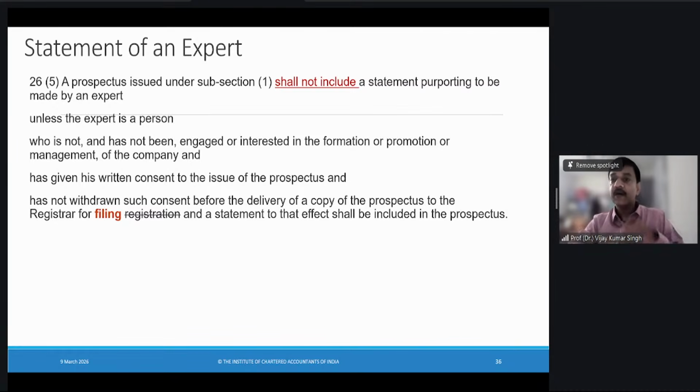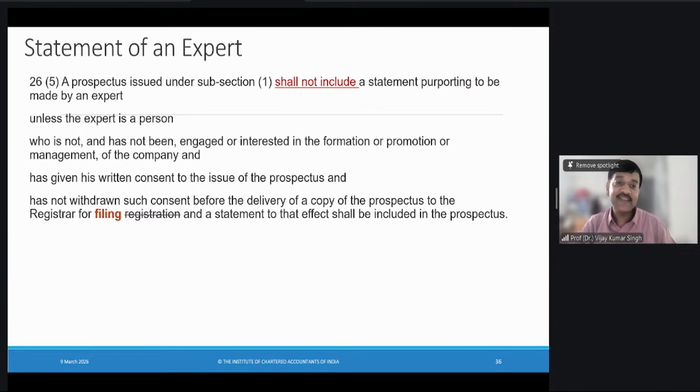So it has to be an individual. It cannot be an artificial intelligence person, by the way. Nowadays, you cannot say that, yes, I asked for the input and ChatGPT gave me the input. You cannot do that. You have to say the expert is the person who is not and has not been engaged or interested in the formation or promotion or management of the company. So the person has not to be related to the company, an expert.